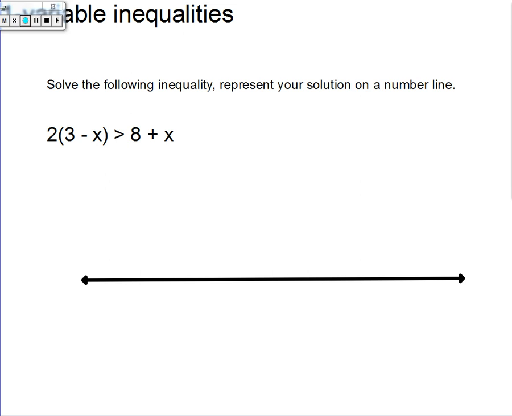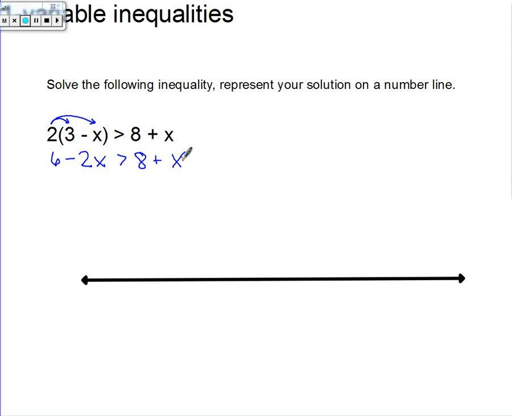Solving inequality is just like solving an equation, okay? So we're trying to get the x's on the same side and isolate them at the same time. So first step here will be distributive property. So we'll have 6 minus 2x greater than 8 plus x. All right, and then at that moment in time, you want to get all your x's on one side and all your variables on the other. It doesn't matter which order you do that in.